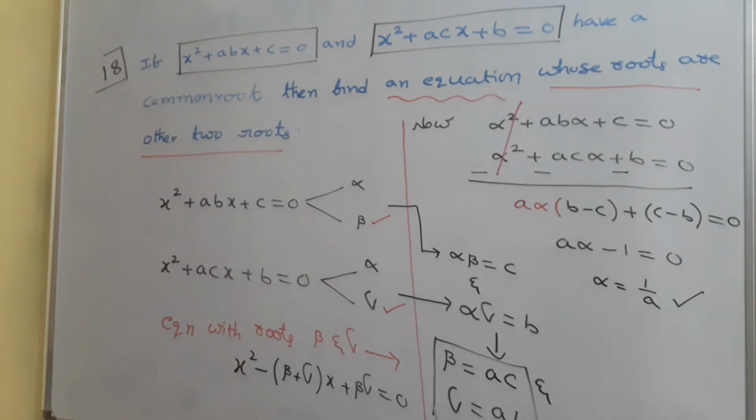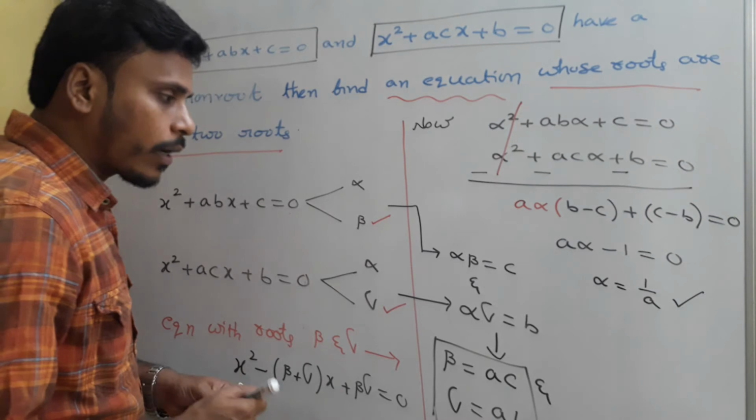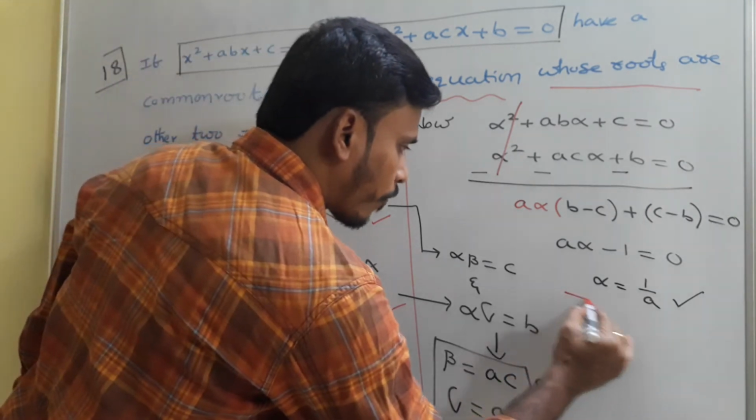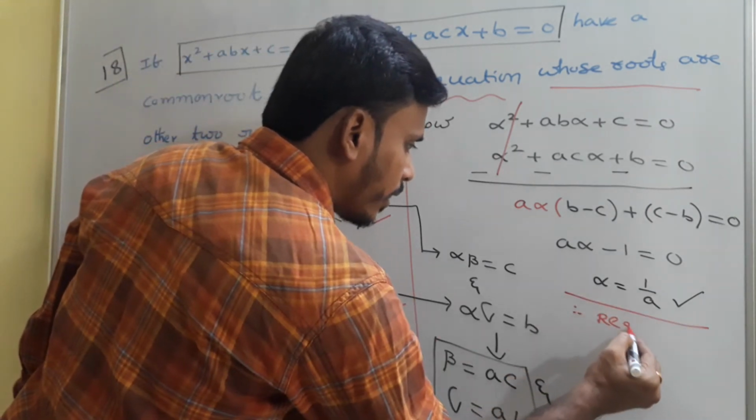Our task is to find an equation whose roots are beta and gamma. Now, the required equation.